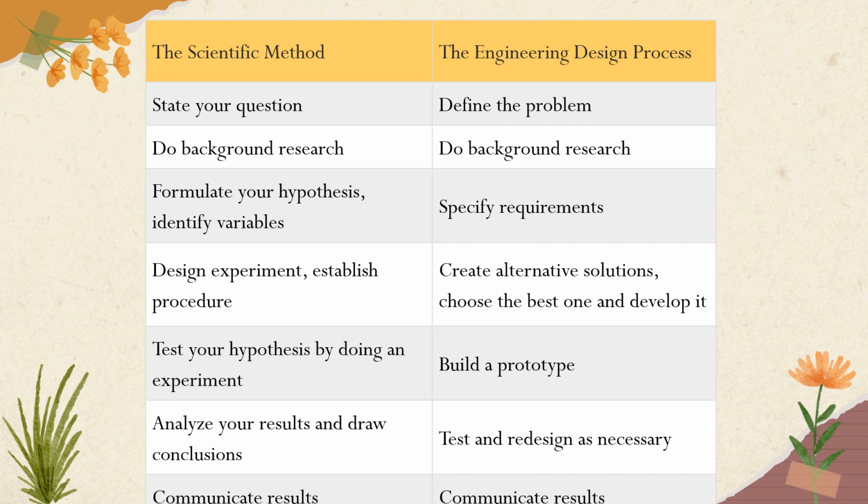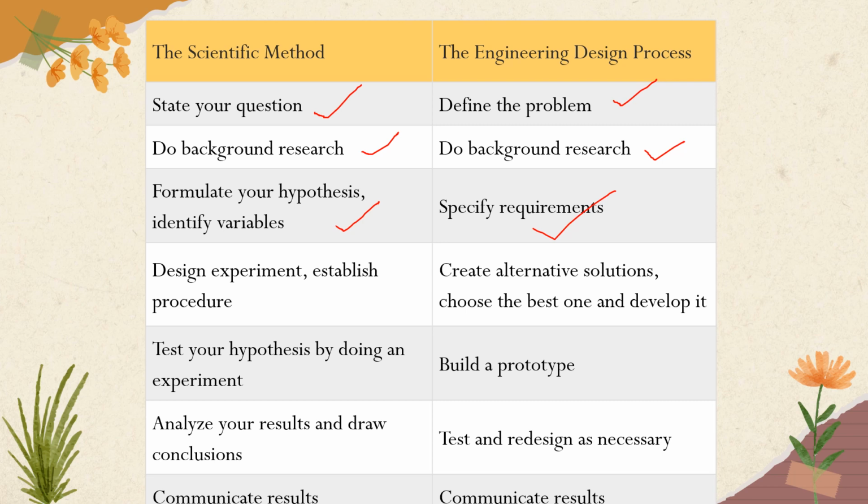Now let us see the difference between the scientific method and the engineering method. For the scientific method, state your question. For the engineering method, define the problem statement. Okay. Scientific method, do the background research for the question that you have stated. Engineering, do the background research for the problem that you have stated. Formulate the hypothesis and identify variables for the scientific method. Engineering design, specify the requirements for your problem statement.